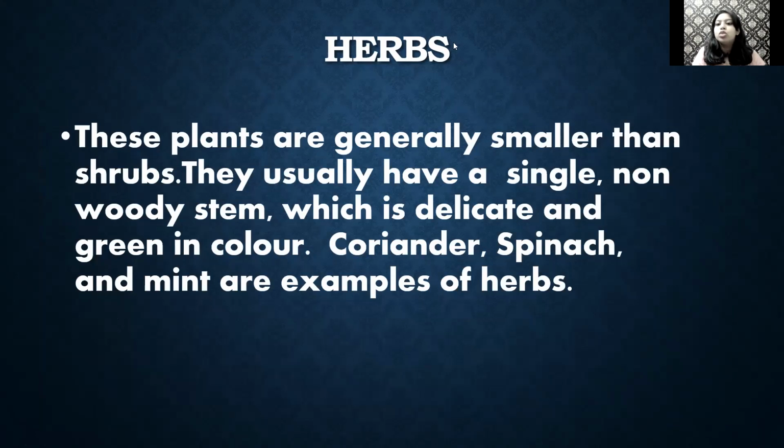They usually have a single non-woody stem. So these herbs have no woody stem and they are also single. They are very delicate, very light and green in color. What are the examples of herbs? Coriander, spinach, and mint are examples of herbs.